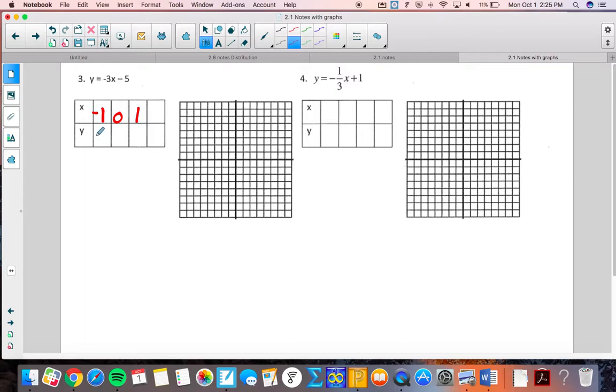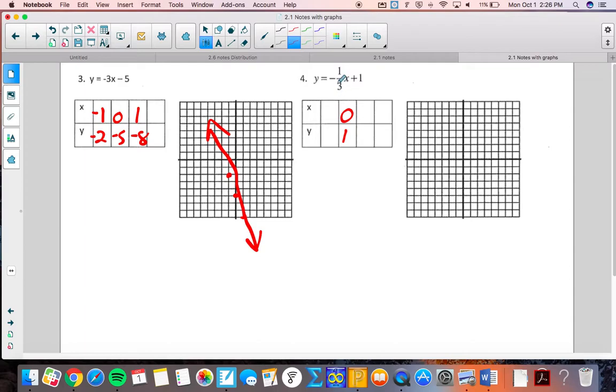You would get, that'd be a positive 3, so you get negative 2, negative 5, negative 8. Should look like this. You get the gist of it. Hit that dot.